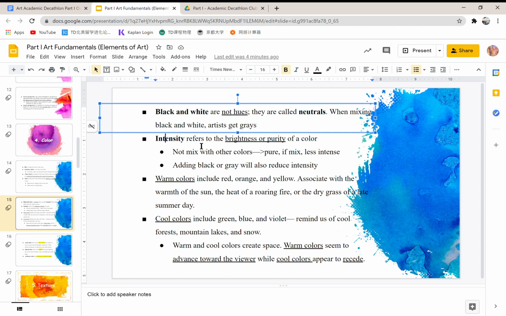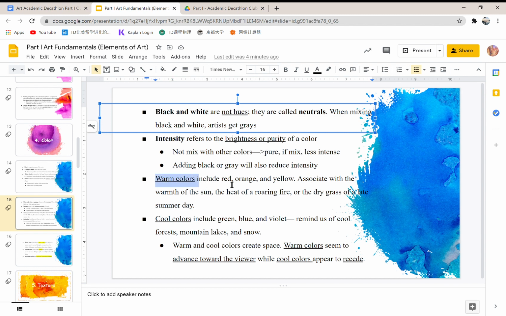Intensity. Intensity refers to the brightness or purity of a color. Not mixed with other colors means pure, and if mixed, then the color is less intense. Adding black or gray will also reduce intensity because you mix the color and it's not pure anymore.